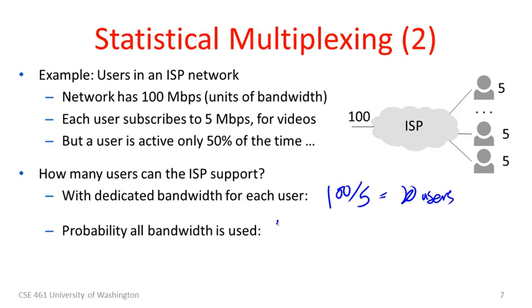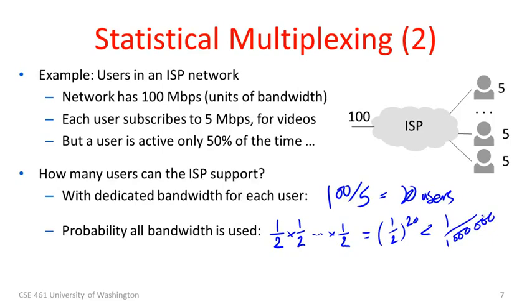Now, for the first user, the probability they're using their bandwidth is 1/2. The second user, the probability they're using their bandwidth is 1/2. Up to the 20th user, the probability they're using their bandwidth is 1/2. Well, that's 1/2 to the 20th power, which is less than 1 in a million. That's tiny. It's very unlikely that we'll use the entire network.